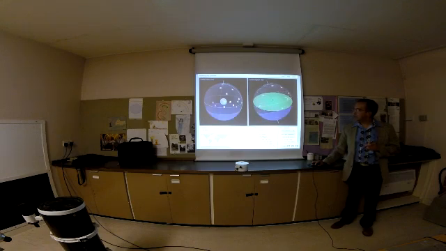So this region here shows the stars that never rise or set. That shows the stars that do rise and set. And as you see, as we change the latitude, as we come down in latitude, there's a bigger region of stars that rise and set, and a smaller region that are circumpolar.